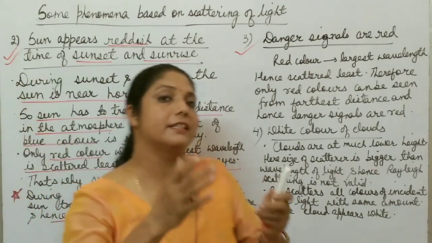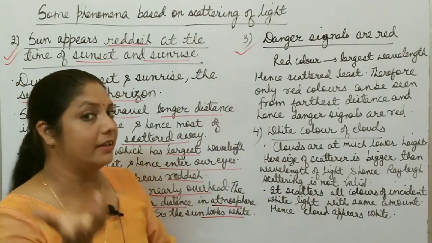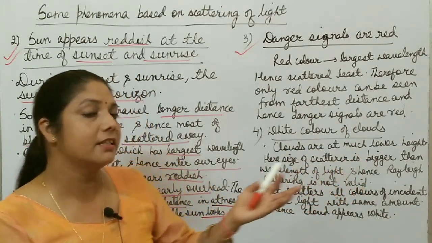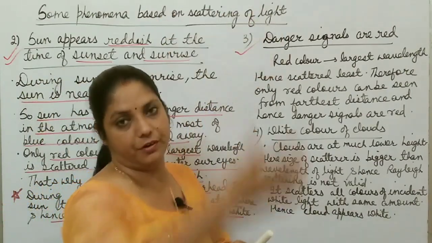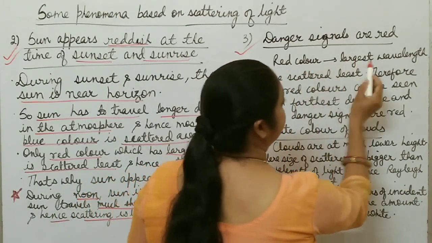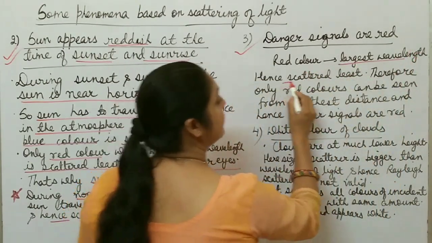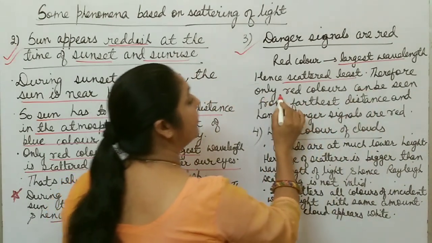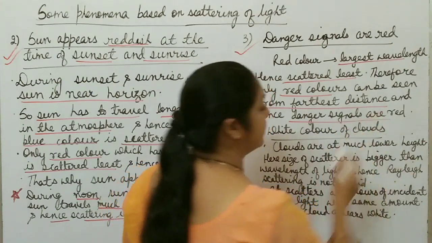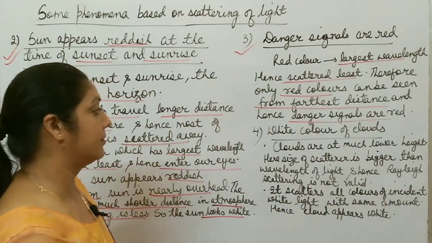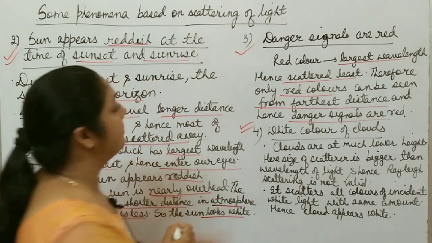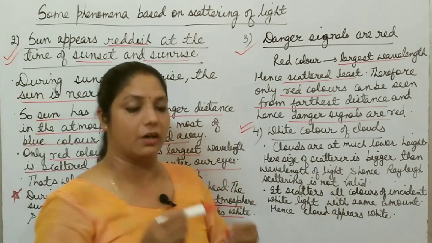Next, why are danger signals red in color? You know, all the danger signals are red in color. Why? Because red color has larger wavelength, so it travels a larger distance, and we can see red color from a very far point. That's why danger signals are always red in color. You can write it this way: red color has the largest wavelength, hence scattered less, therefore only red color can be seen from the farthest distance, and hence danger signals are red.